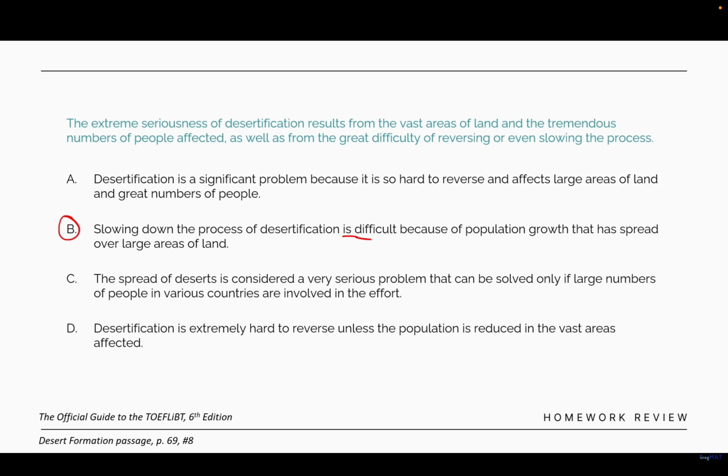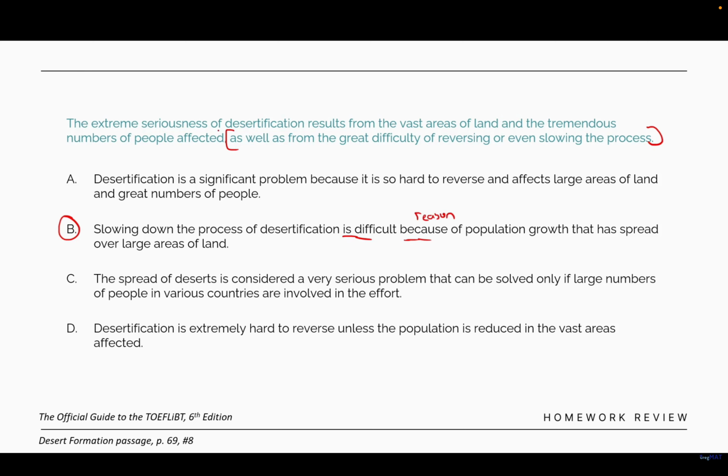Slowing the process means difficult. No, I mean in the sentence, where does it say slowing down the process is difficult? I mean, can you identify specifically? As well as from great difficulty of reversing or even slowing the process. Okay, so I agree. Do they give a reason why this is difficult? Yeah, because of the vast areas of land and tremendous numbers of people affected. B uses the word because, which is a reason, right?